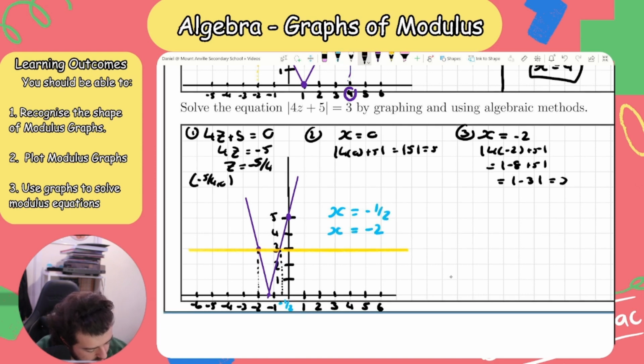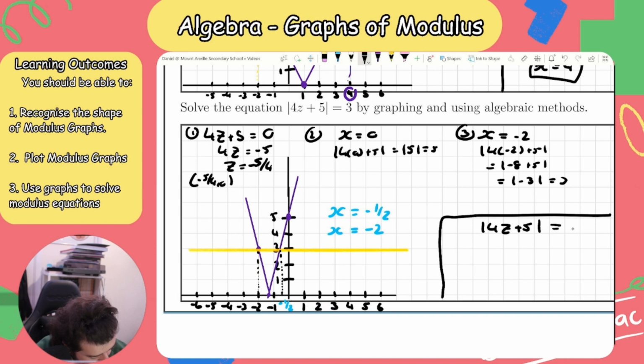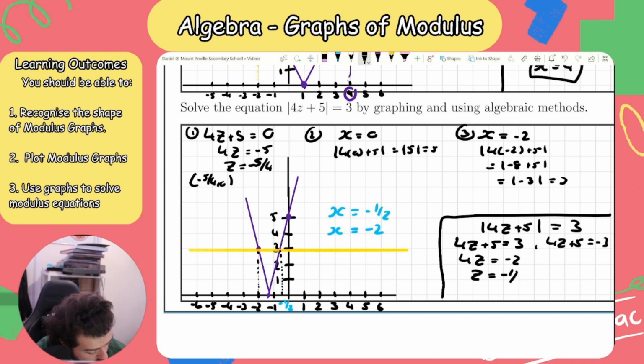So let's check my answers using algebra. So modulus of 4z plus 5 is equal to 3. 4z plus 5 equals 3. 4z plus 5 equals minus 3. So I have 4z is equal to minus 2. Z is equal to minus 1 half. Here I have 4z equals minus 8. Z is equal to minus 2. And there you go.